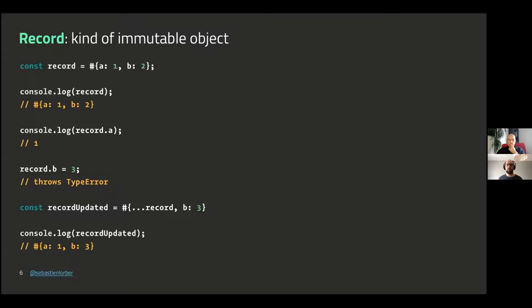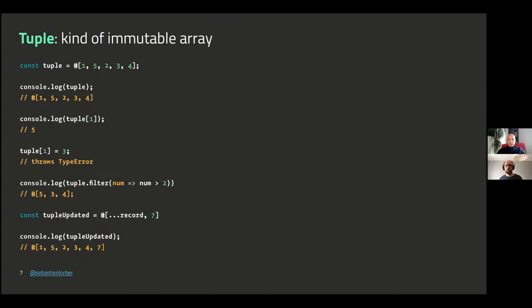You cannot reassign a value of this record because it is immutable. But you can also update it with the rest, the spread syntax. So for example, you can create a copy of a record and mutate one attribute of this record. And basically, you can do over operations like you can with an object.